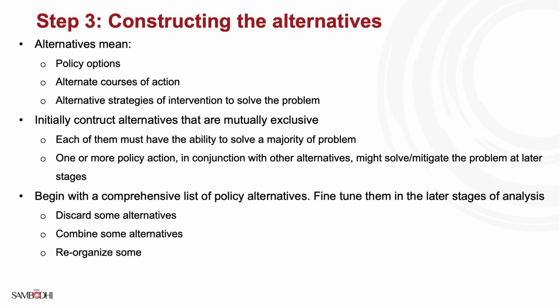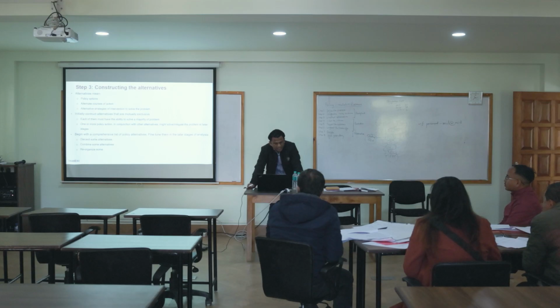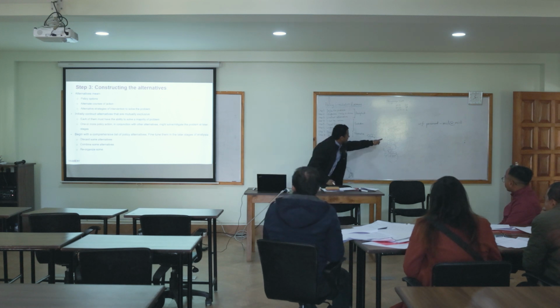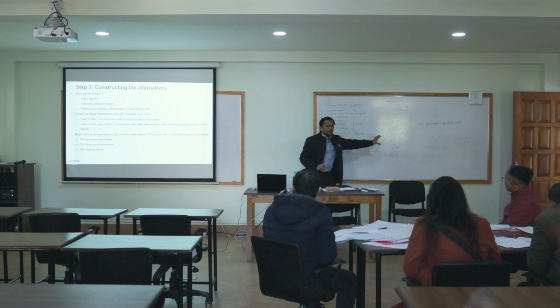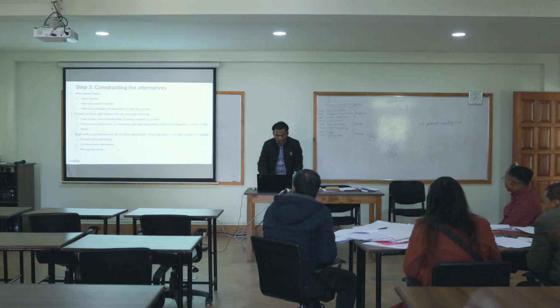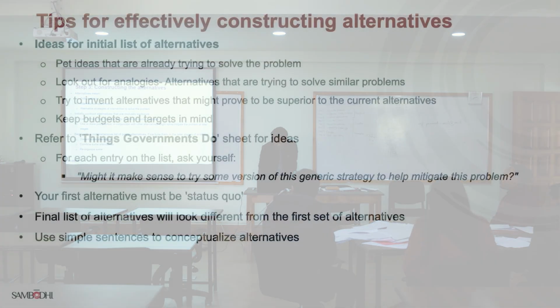Each one of them must have the ability to solve the majority of the problem. One or more policy actions in conjunction might solve the problem at a later stage, right? That's what I'm saying, in conjunction with others. So P1, P2, P1, P3, P2, P3. Some sort of this conjunction and interconnection can solve the problem. That is completely fine. I'll just skip this because this will take some time.